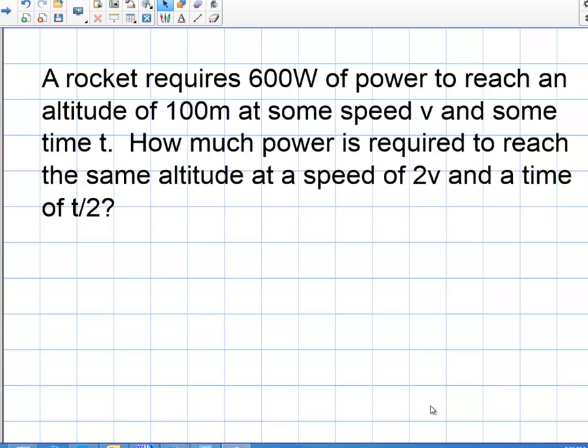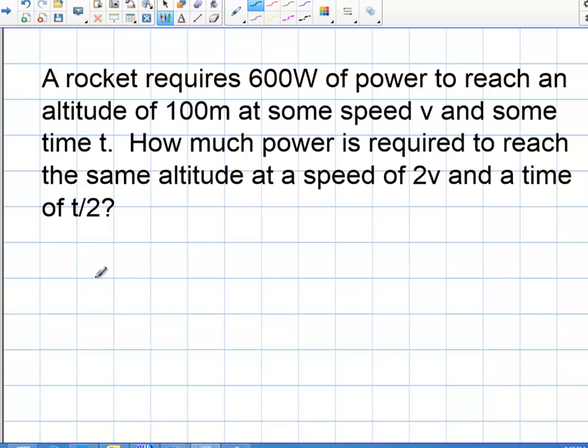So the problem reads, a rocket requires 600 watts of power to reach an altitude of 100 meters at some speed v and at some time t. How much power is required to reach the same altitude at a speed of 2v and a time of t over 2? So again, this is going to be a basic comparison, but where do we start with these? I mean, how would we even know where to begin with this?